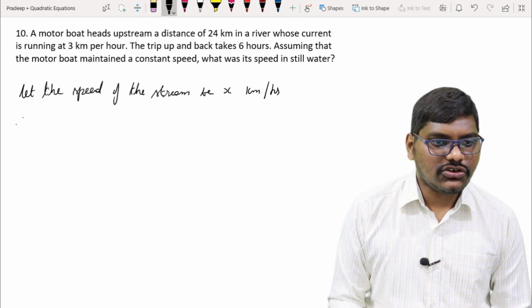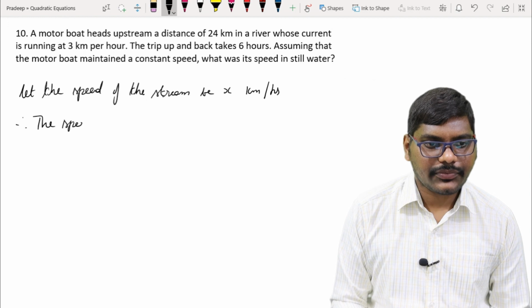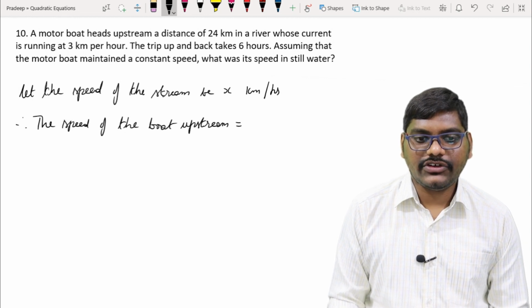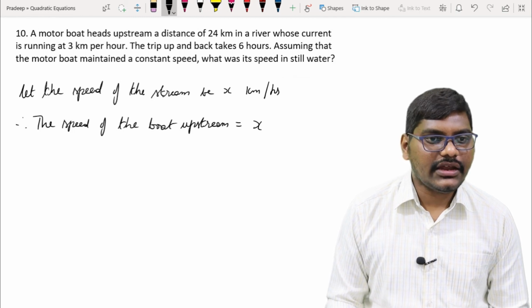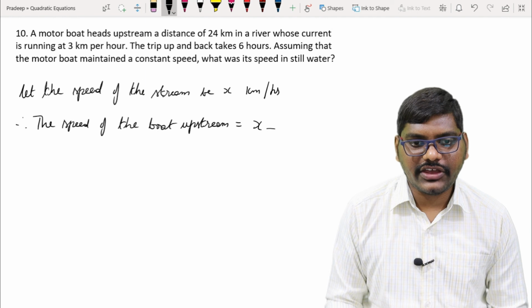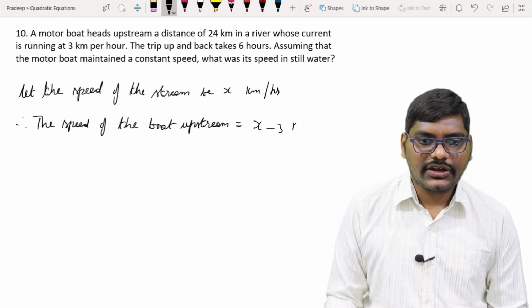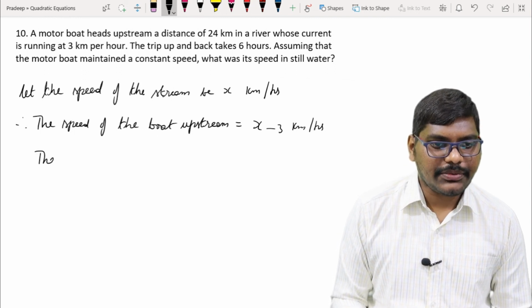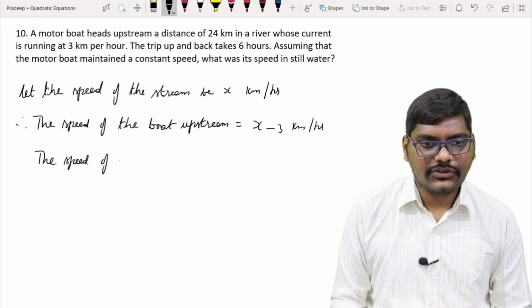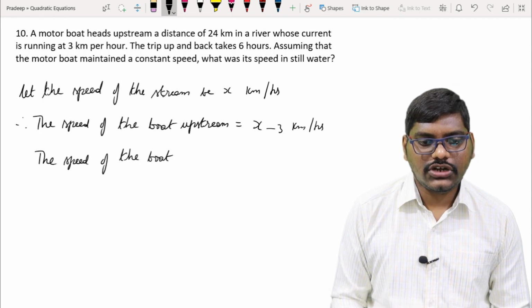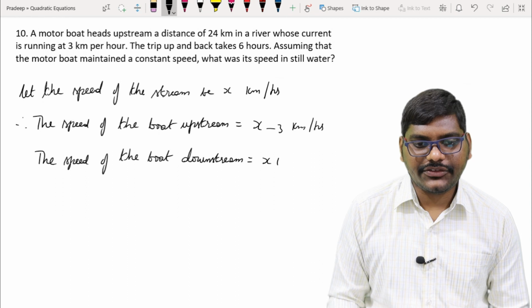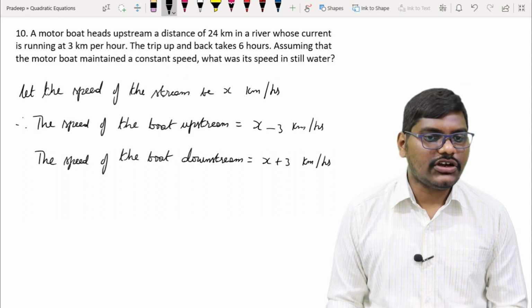That is the speed of the stream. Therefore the speed of the boat upstream. Upstream means we always have to subtract the stream, which was going 3 km per hour, so I can write this as x minus 3 kilometer per hour. Now we'll write the downstream also, the speed of the boat downstream. This I can write as x plus 3. So this is the downstream.